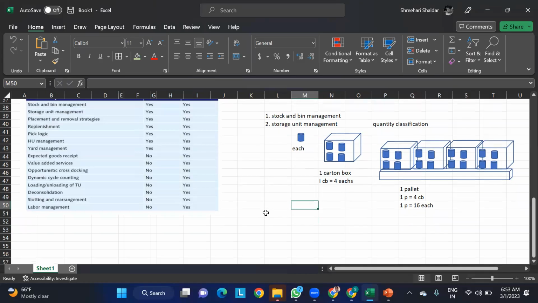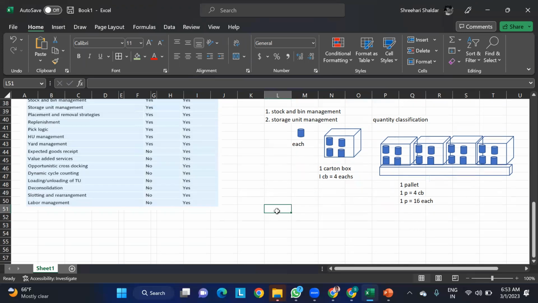No doubts. Okay. So the third part is placement and removal strategies. What do you mean by strategy? Strategy is nothing but something which is happening automatically. We are planning. Strategy means planning. How we are placing the materials and how we are removing the materials.